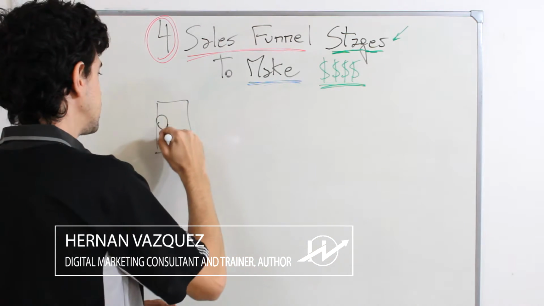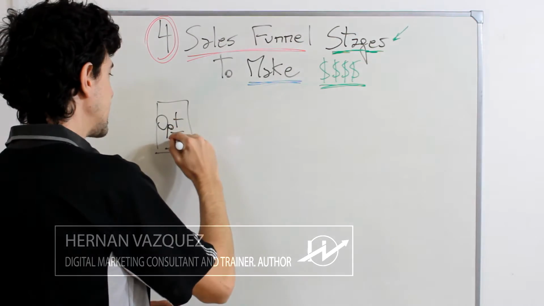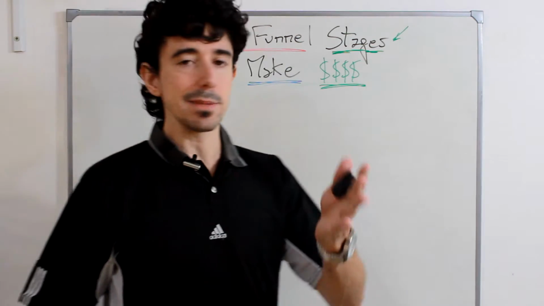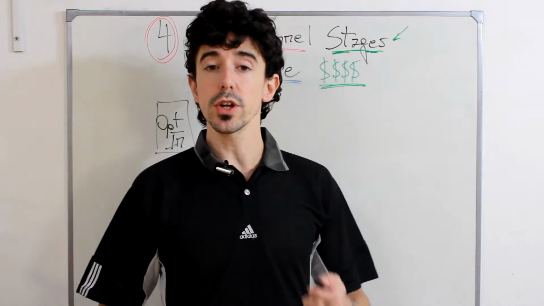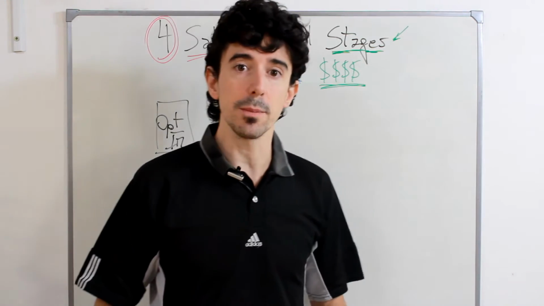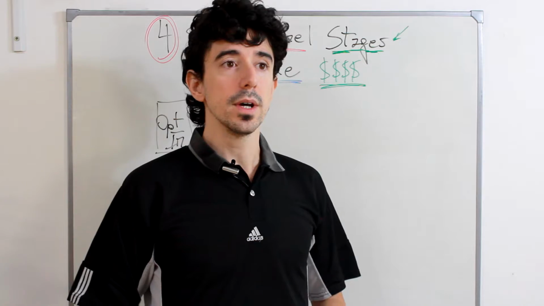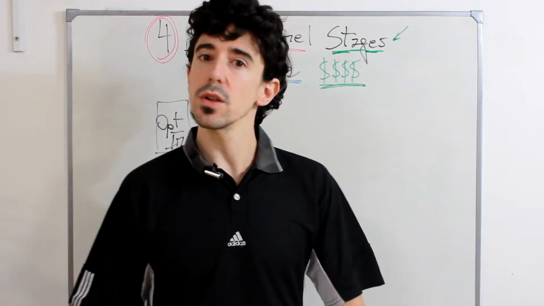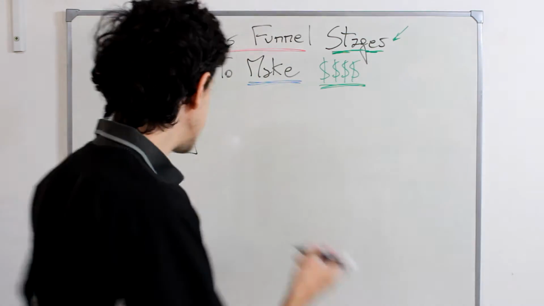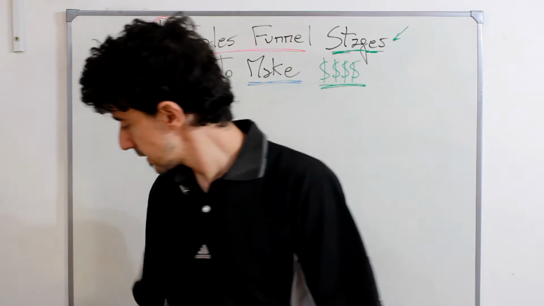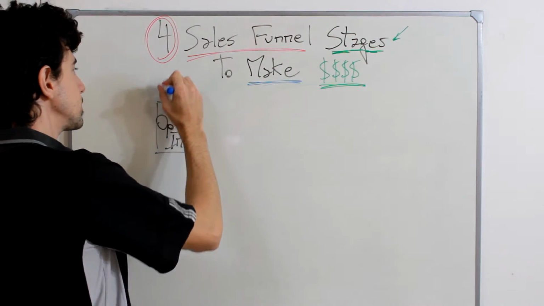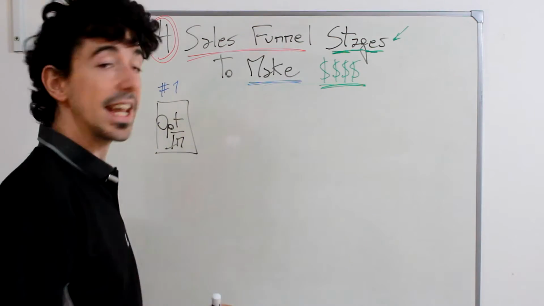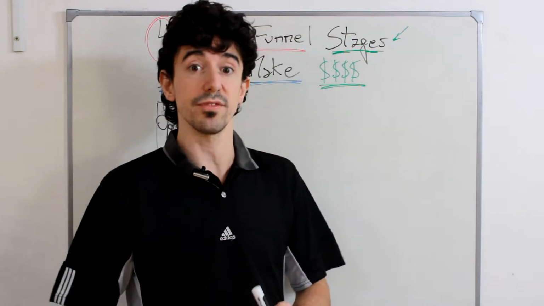So you have the opt-in, which again could be a simple cheat sheet, a video tutorial, whatever. It can be a coupon if you're doing brick and mortar. It can be a free something if you're doing a local business, etc. So this is stage number 1 or step number 1 of your sales funnel, okay?